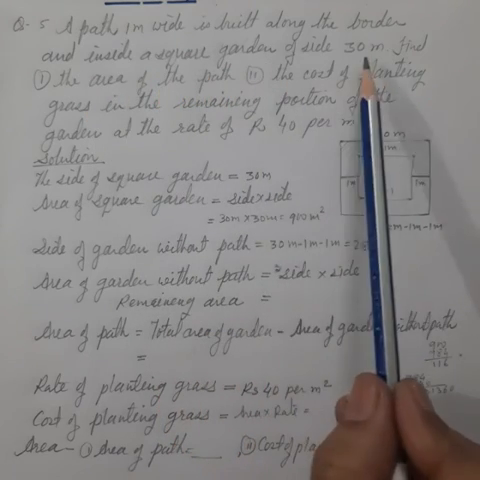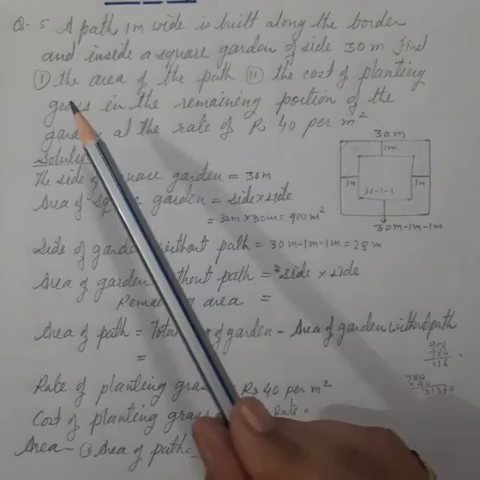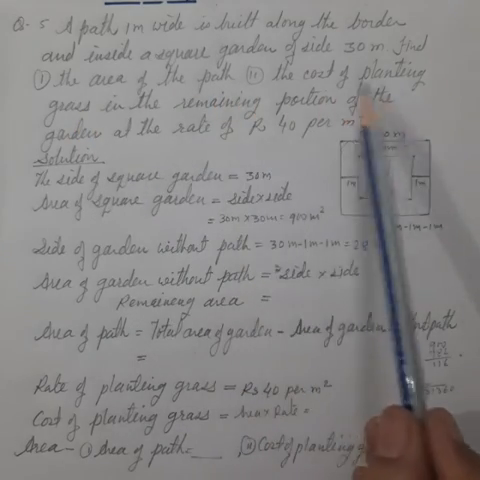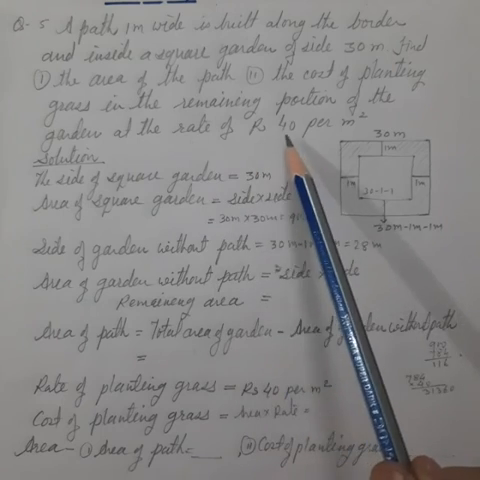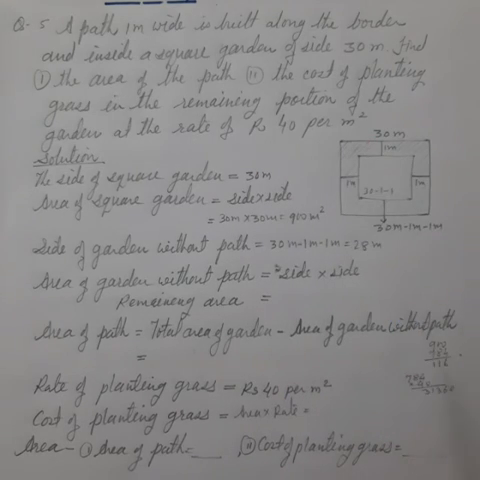Question 5. A path 1 meter wide is built along the border and from the inside of a square garden of side 30 meter. Find the area of the path and the cost of planting grass in the remaining portion of the garden at the rate of rupees 40 per meter square.